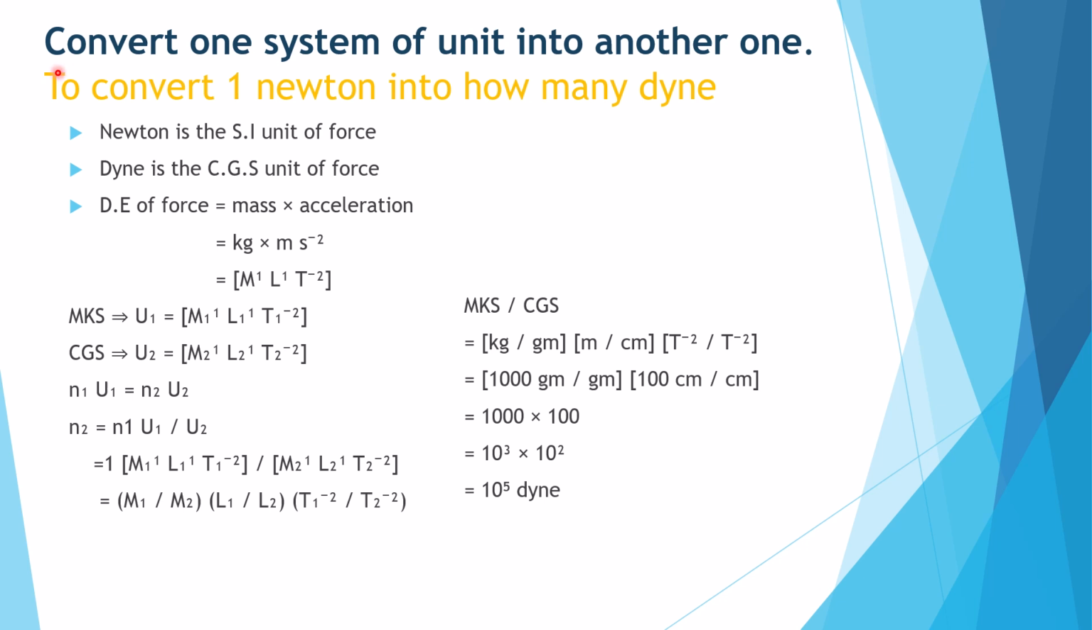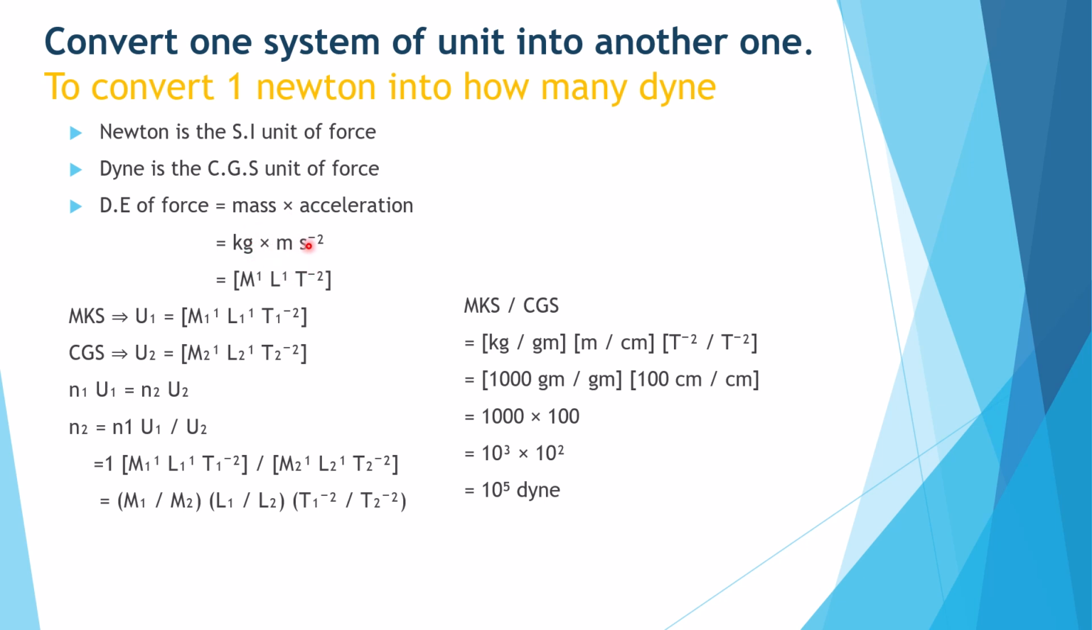Next, we are going to discuss converting one system of units into another one. To convert 1 newton into how many dyne, here we have to find it. Newton is the SI unit of force, and dyne is the CGS unit of force. We have to find the dimensional equation of force. Force is mass into acceleration. The SI unit of mass is kg, and the SI unit of acceleration is meter per second square.